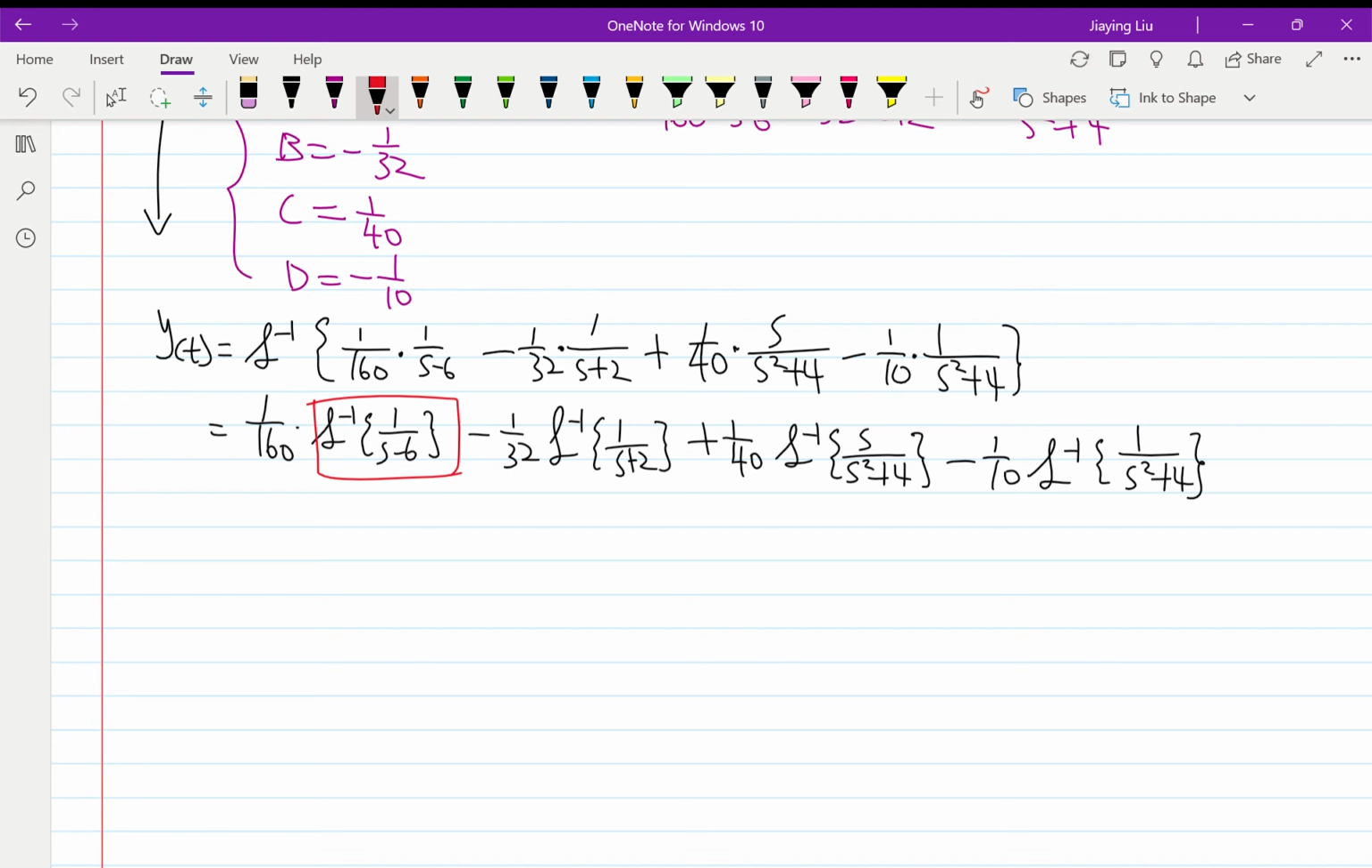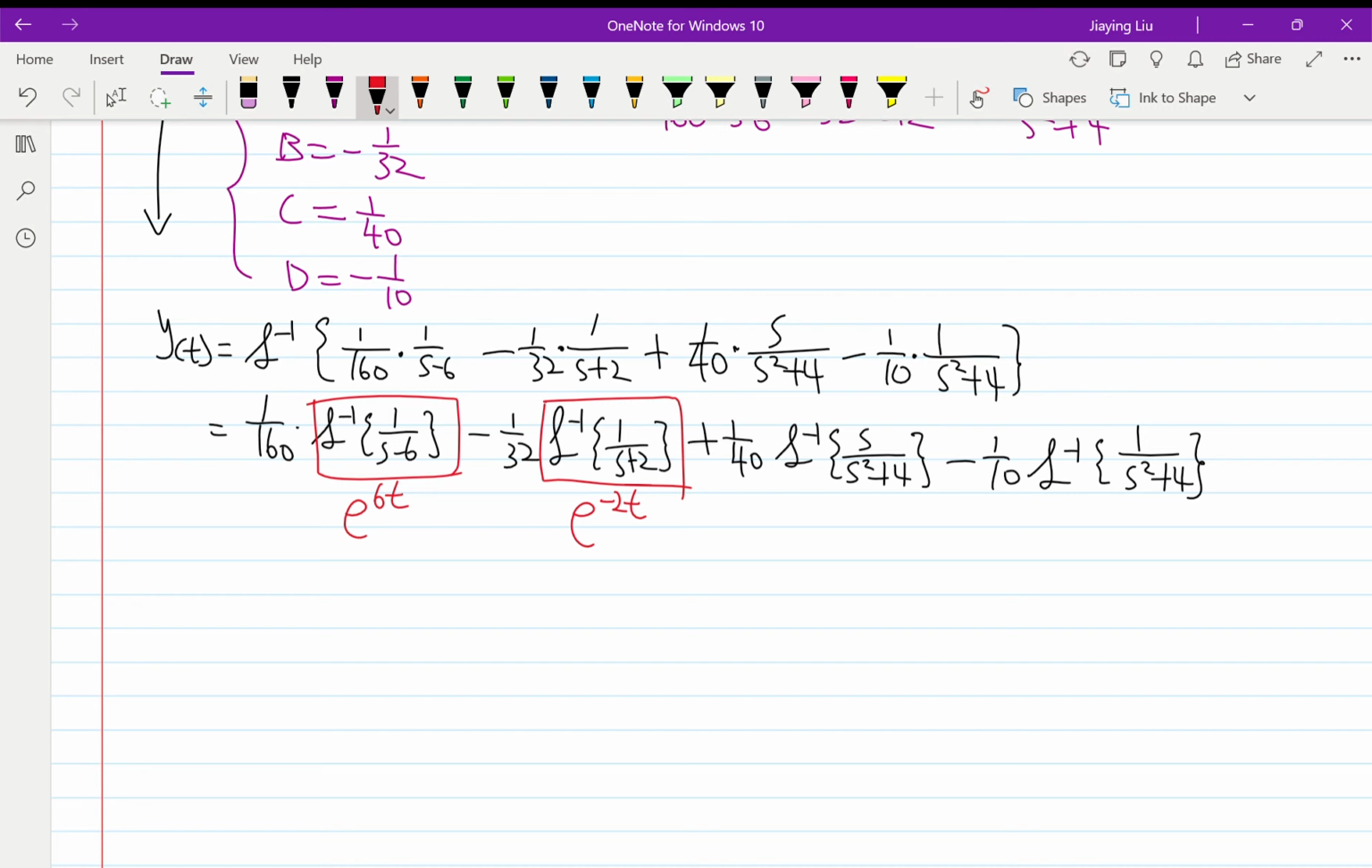e to the 6t, right? Because it's minus 6, so it becomes a positive 6 in the exponent. So this is e to the 6t. So we get rid of the first inverse. What about the second one? The second one is inverse Laplace of 1 over s plus 2. Excellent, e to the negative 2t, great, good.